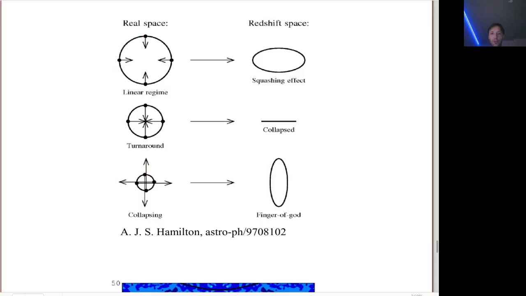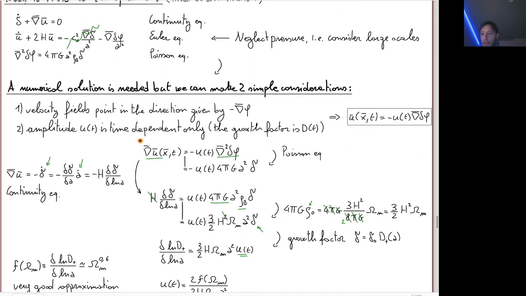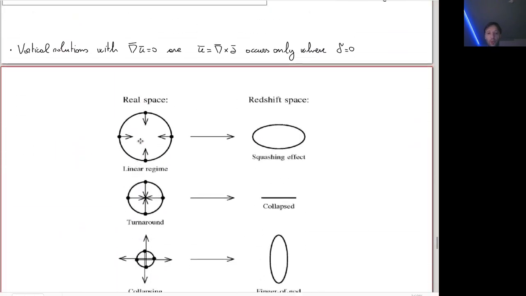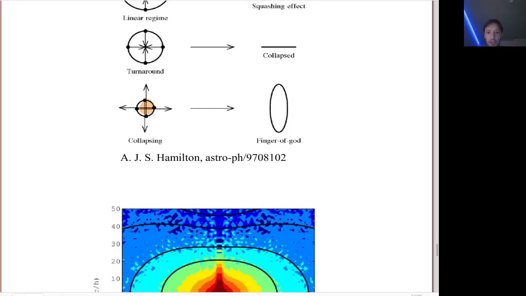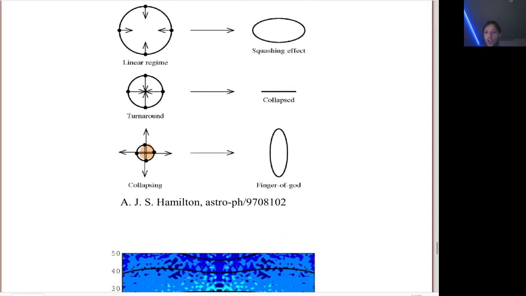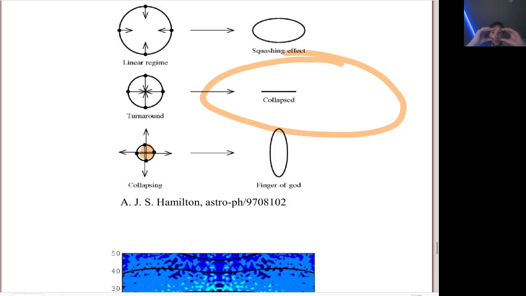The combination of all of these occurs at once because on larger scales you have lower velocities, and in the core, where the gradient of the potential is higher, you have higher velocities, and therefore we are going to experience this velocity in the center. You have a combination of all of that, so you're going to have large scales that look squashed.